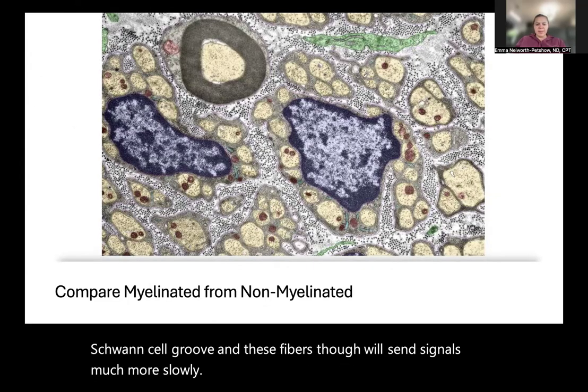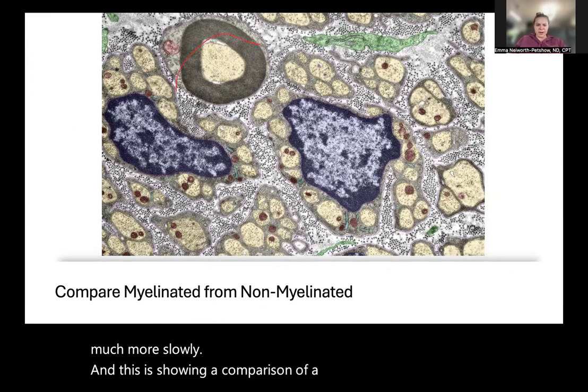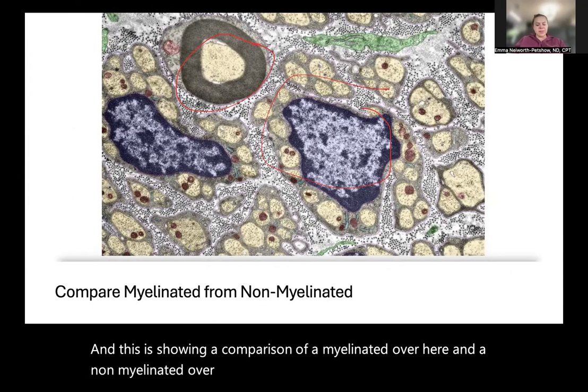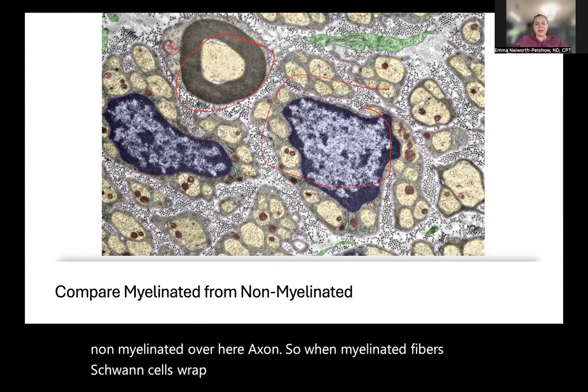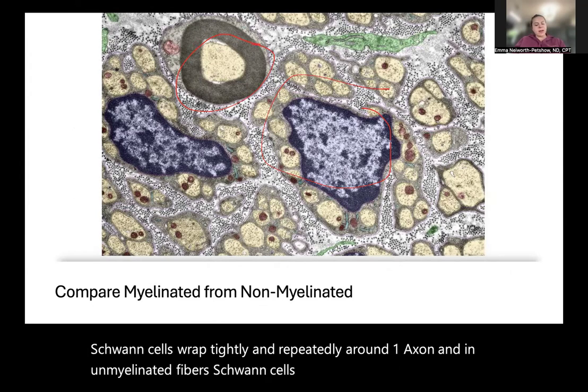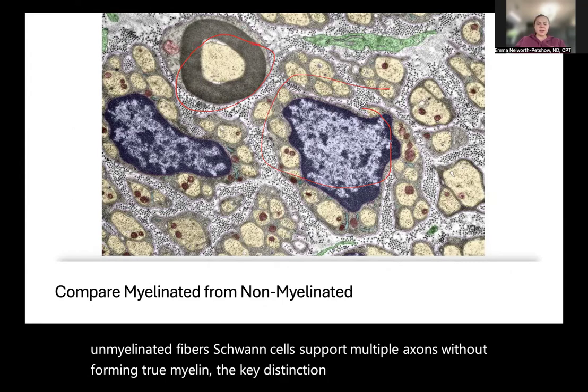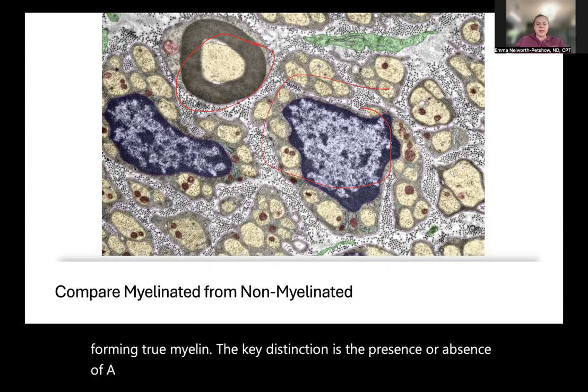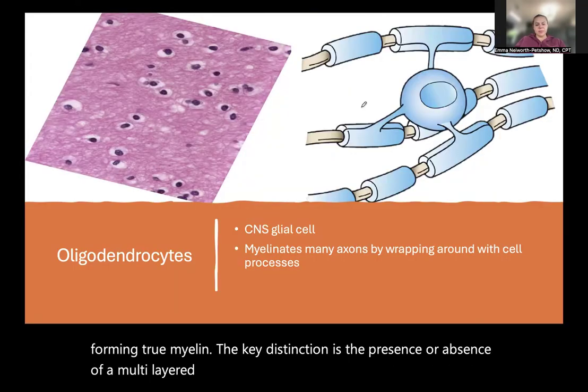And this is showing a comparison of a myelinated axon over here and a non-myelinated axon over here. So in myelinated fibers, Schwann cells wrap tightly and repeatedly around one axon. And in unmyelinated fibers, Schwann cells support multiple axons without forming true myelin. The key distinction is the presence or absence of a multi-layered membrane insulation.